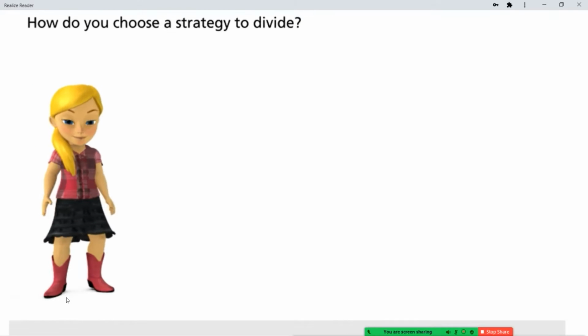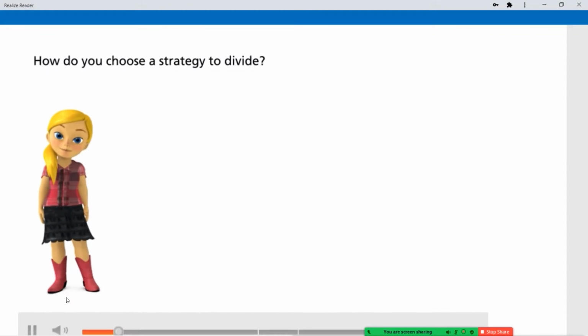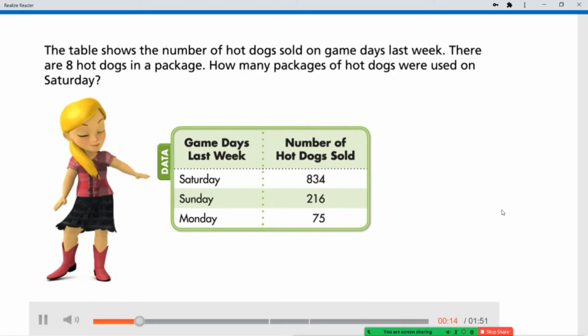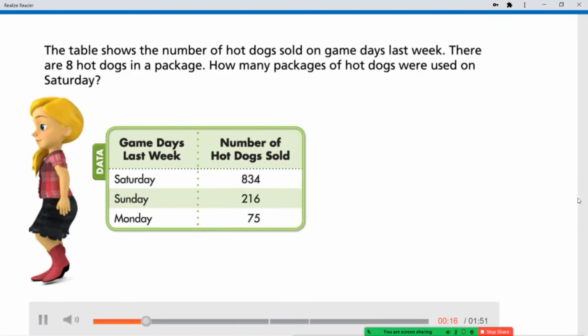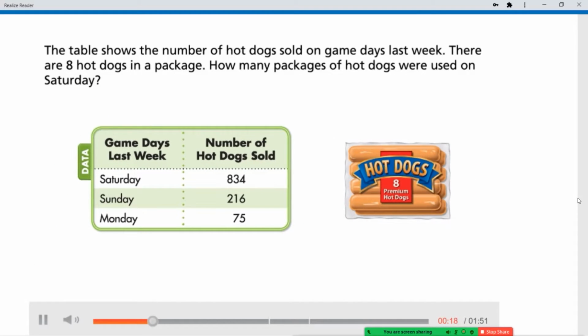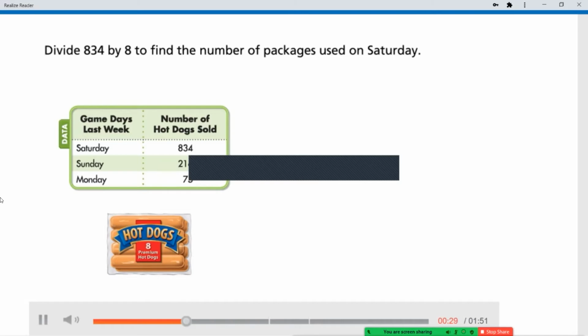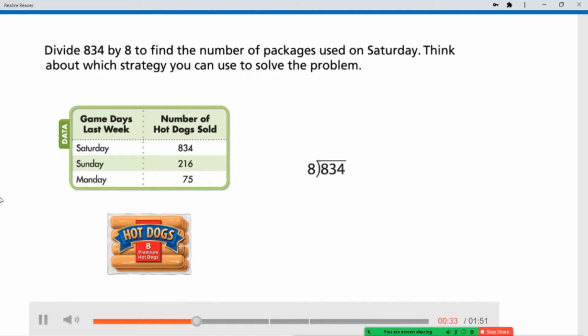How do you choose a strategy to divide? The table shows the number of hot dogs sold on game days last week. There are 8 hot dogs in a package. How many packages of hot dogs were used on Saturday? Divide 834 by 8 to find the number of packages used on Saturday. Think about which strategy you can use to solve the problem.